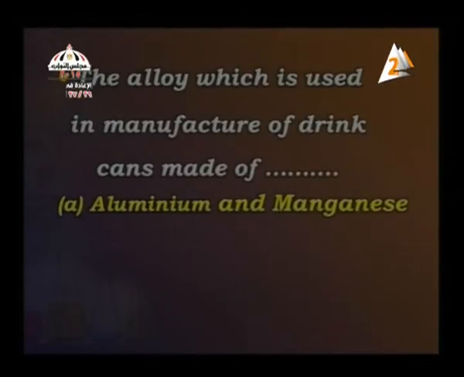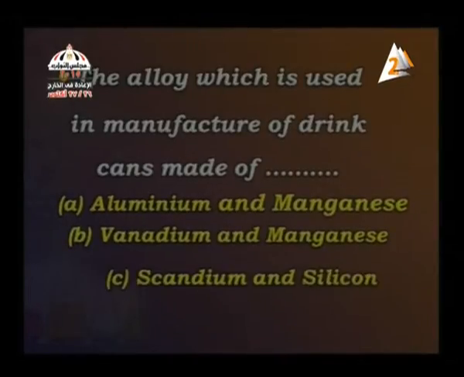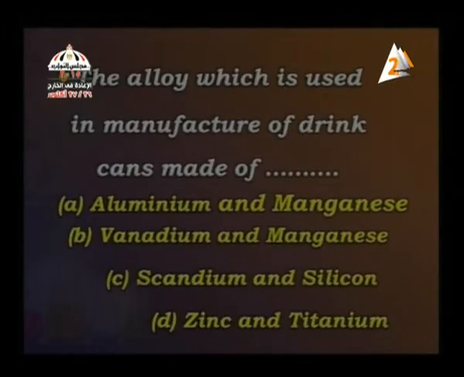Next point, the alloy which is used in the manufacture of drink cans made of what? Is it aluminum and manganese, vanadium and manganese, scandium and silicon, or zinc and titanium? If you think about it, my dear student, you will find the answer is aluminum and manganese.